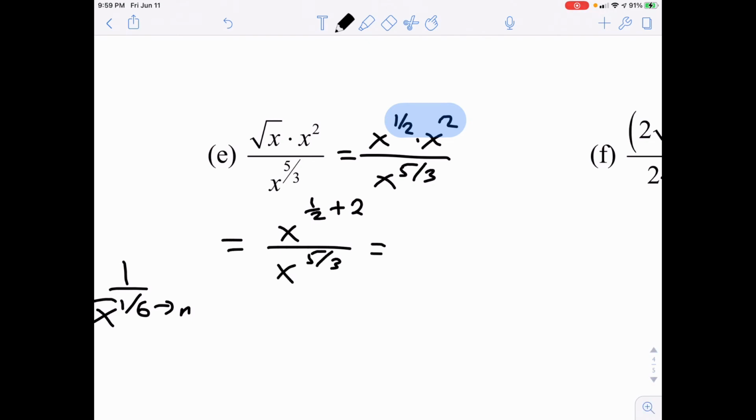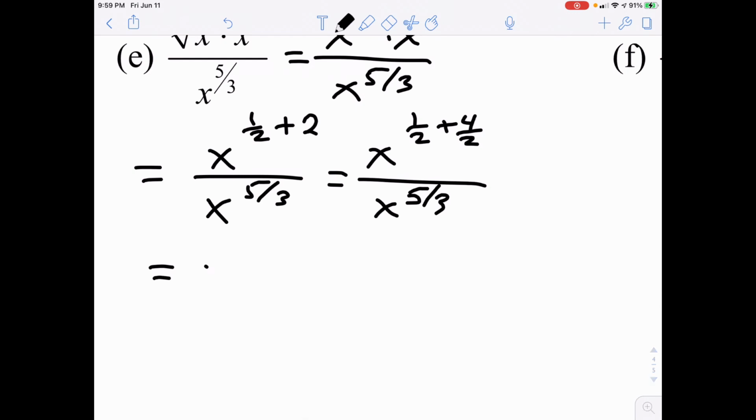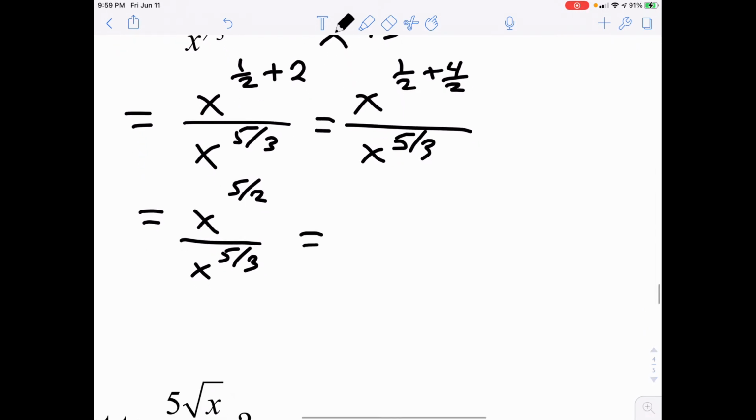Now x to the 1/2 plus 2 would be x to the 1/2 plus 4 over 2. 4 divided by 2 is 2. I want something with a denominator of 2 so I can add my fractions. All divided by x to the 5/3. Well, that's the same as x to the 5/2 over x to the 5/3. Now, since I'm dividing the same base, I'm going to now subtract those exponents. So this is x to the 5/2 minus 5/3.